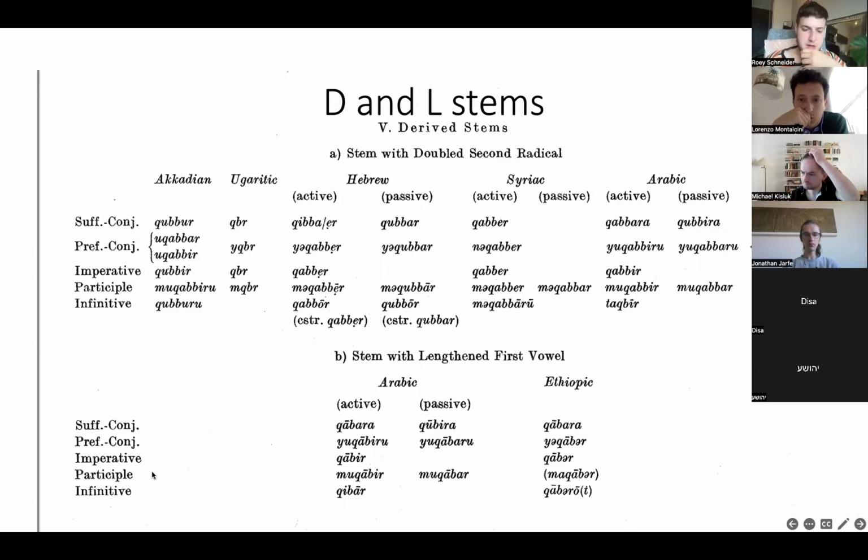And the D stem occurs, I think, everywhere in Semitic. So in Akkadian, we only have D, we don't have the L. In Ugaritic, we have no idea. Hebrew, we have the D. Aramaic, we have the D. Arabic, we have the D for active and passive. And Ethio-Semitic, this is the D.